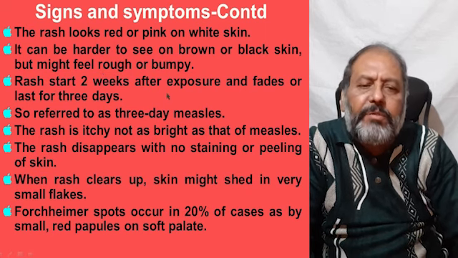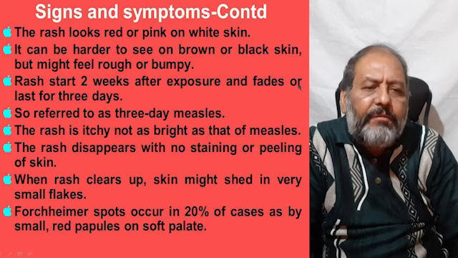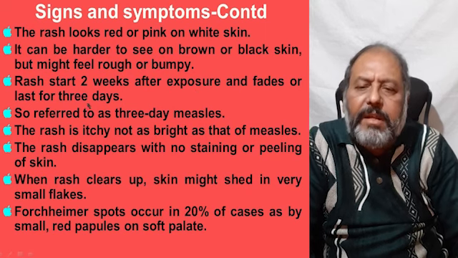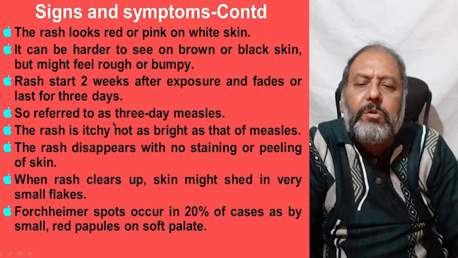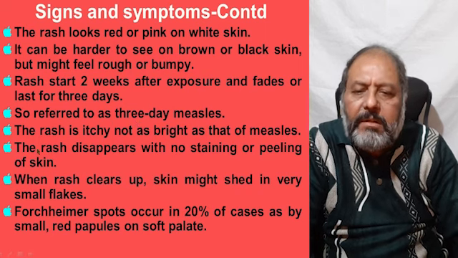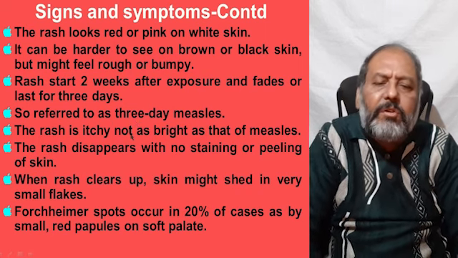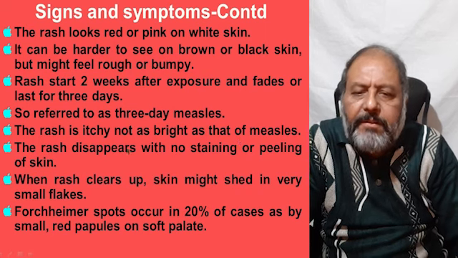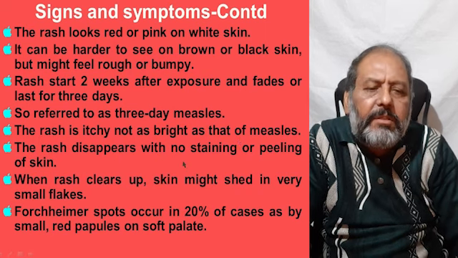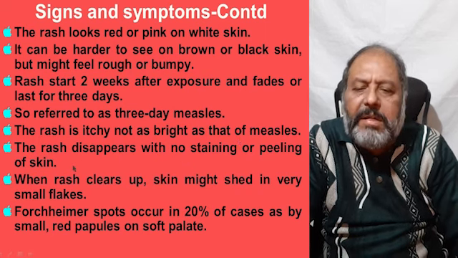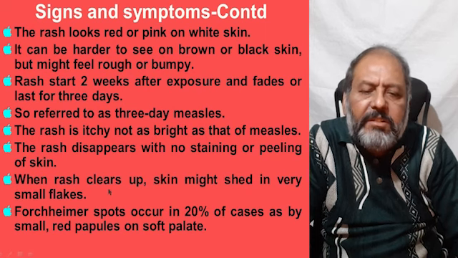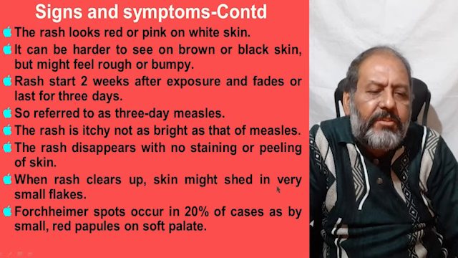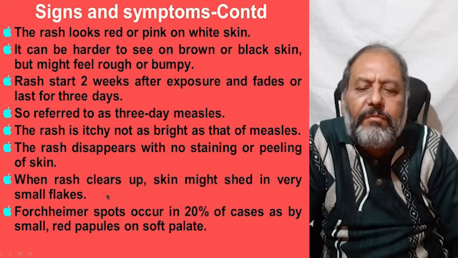The rash starts 2 weeks after exposure and fades, lasting about 3 days, so it is referred to as 3-day measles. The rash is itchy, not as bright as that of measles spots. The rash disappears with no staining or peeling of the skin. When the rash clears up, the skin might shed in very small flakes.